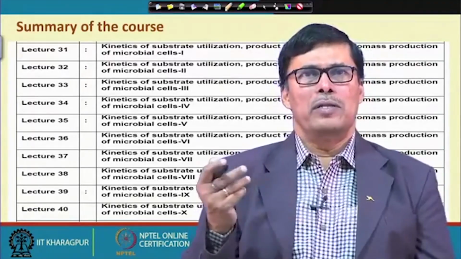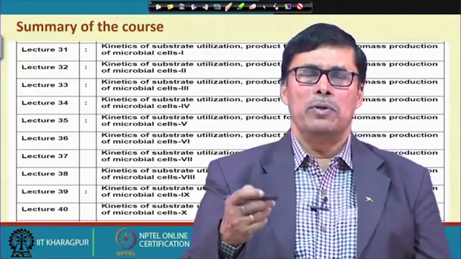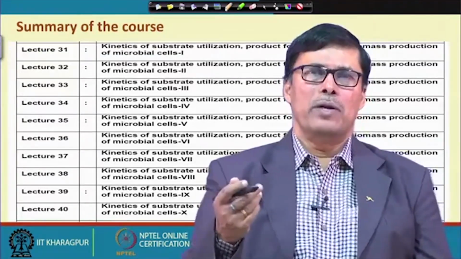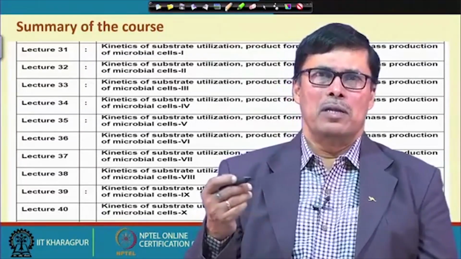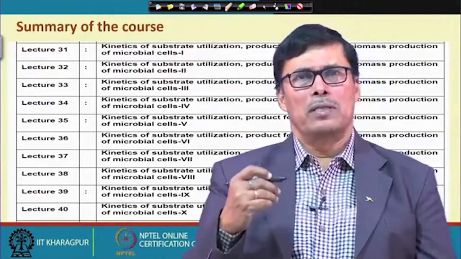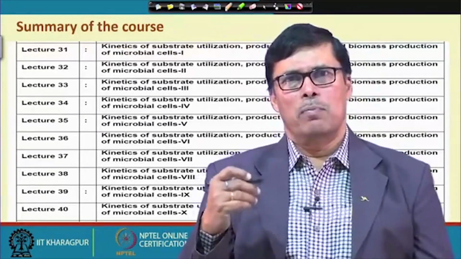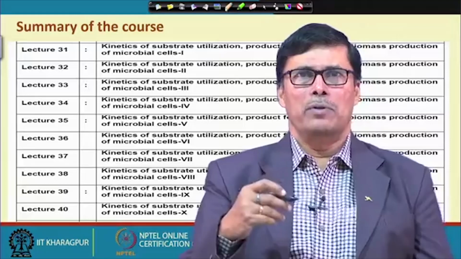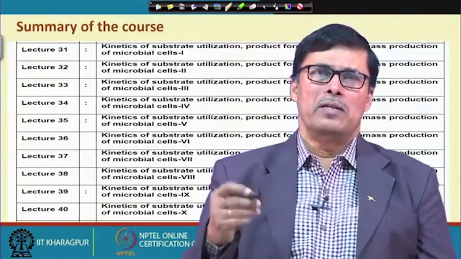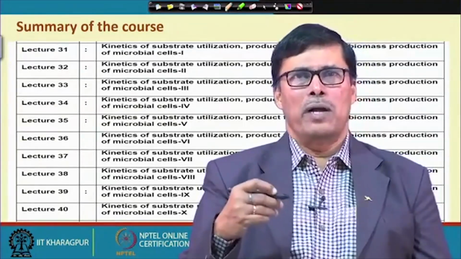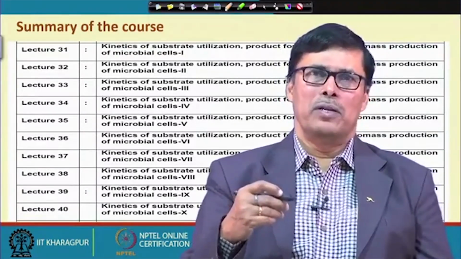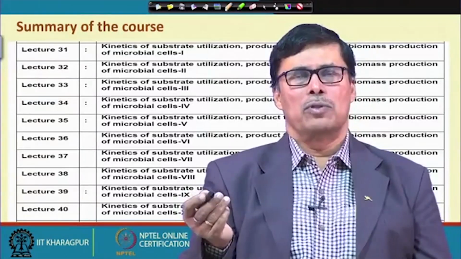And then we discussed the Monod equation, the Monod model, which is similar to the Michaelis-Menten equation. Then we came across other models like the Pirt equation. We discussed the Luedeking-Piret model. The Pirt equation mostly deals with the maintenance of the cells, and the Luedeking-Piret model discusses how product formation relates to the growth of the cells.